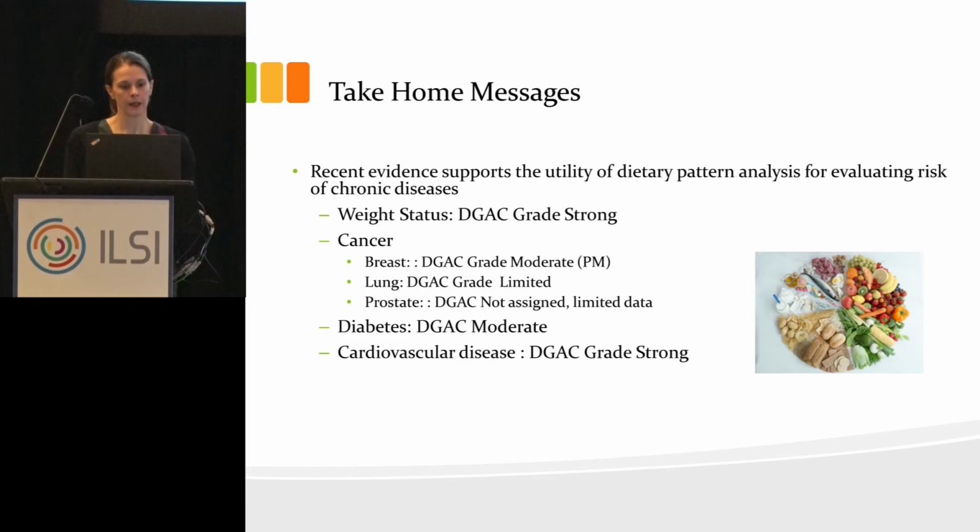So recent evidence supports the utility of dietary patterns for evaluating the risk of many chronic diseases. And so the Dietary Guidelines Advisory Committee report really spent copious amounts of time looking at patterns in its report. And so if you want to have any more information on US patterns, really, this is an amazing source. And they graded the available evidence as to the strength of it. So for right now, the category is strong for the association of patterns with weight status, and for cardiovascular disease.